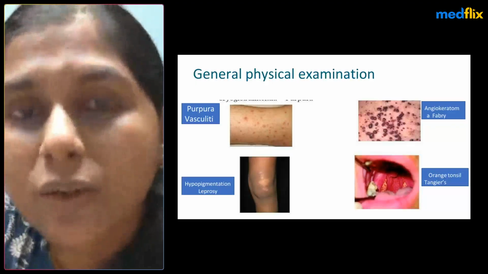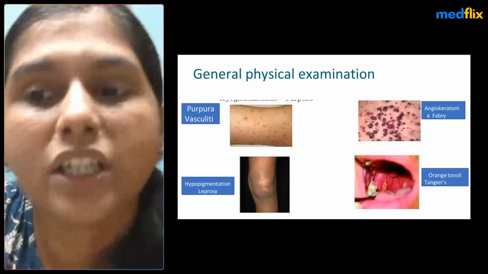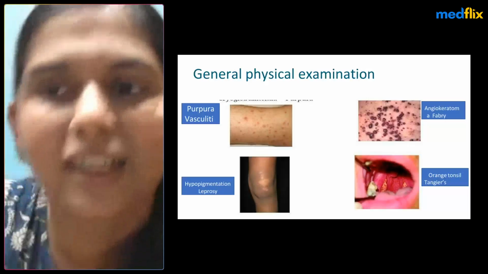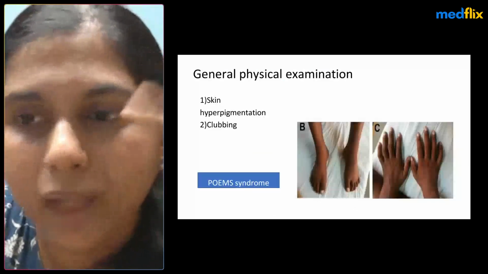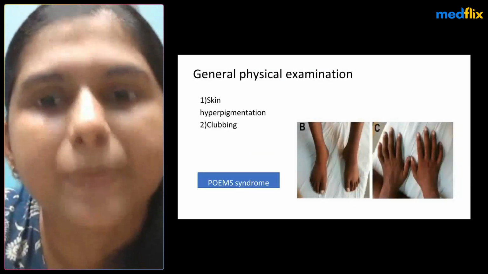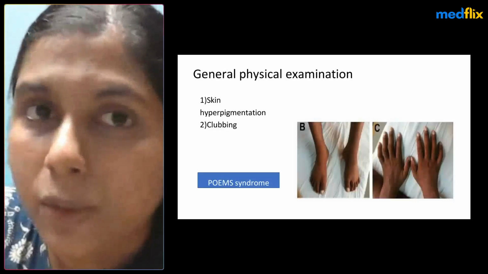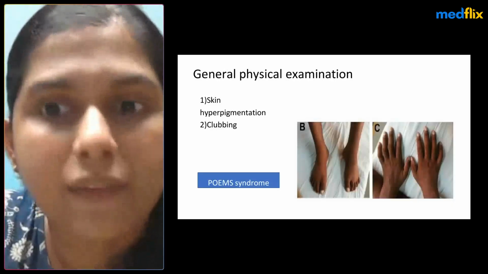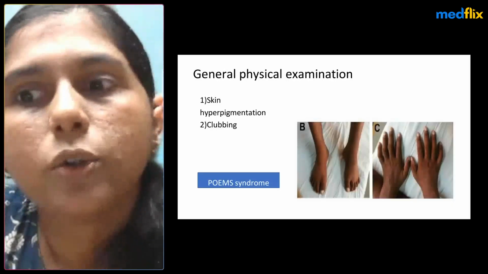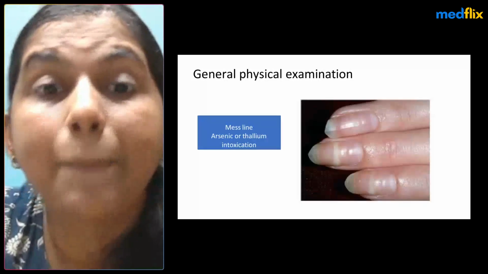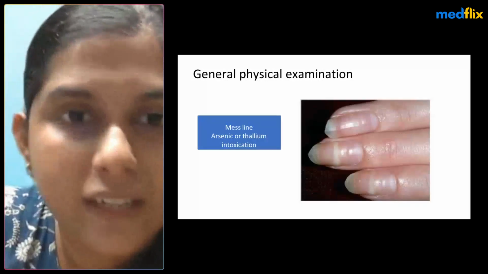Presence of angiokeratomas is something we see in Fabry's disease. Orange tonsils is something very classically seen in Tangier disease, something that I have never encountered, but something that we need to remember. Skin hyperpigmentation can be B12 deficiency, can be POEMS syndrome, very important. Clubbing to be seen, especially when you're suspecting a paraneoplastic manifestation.